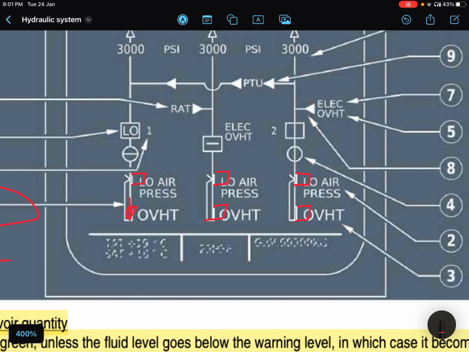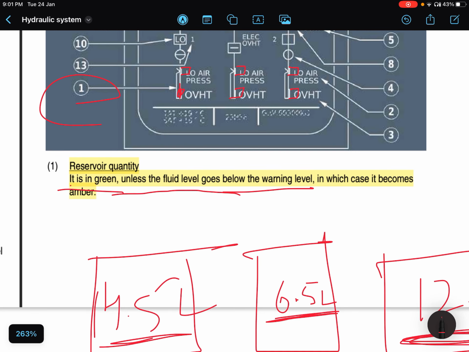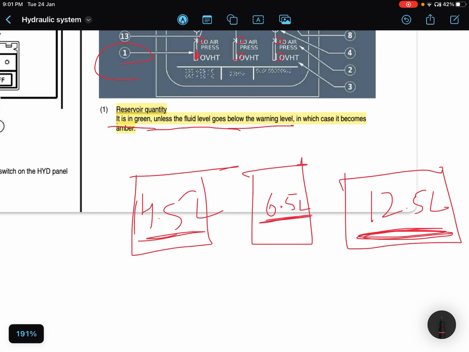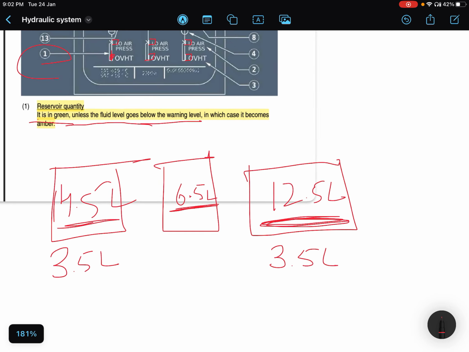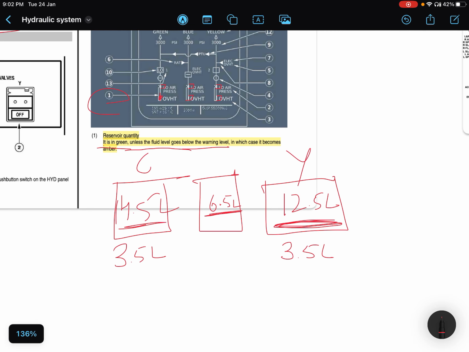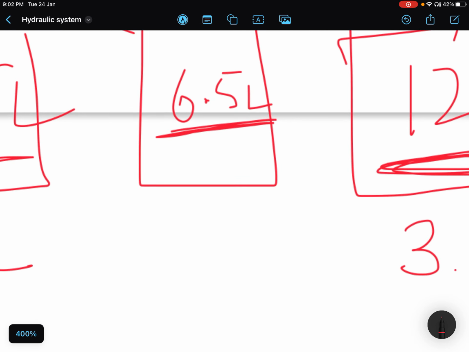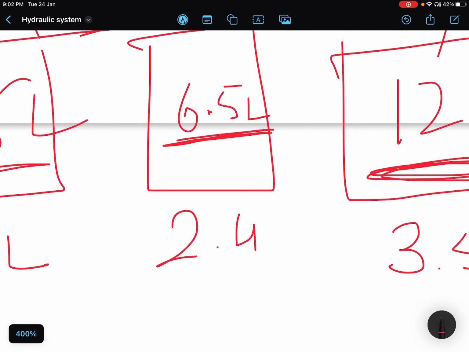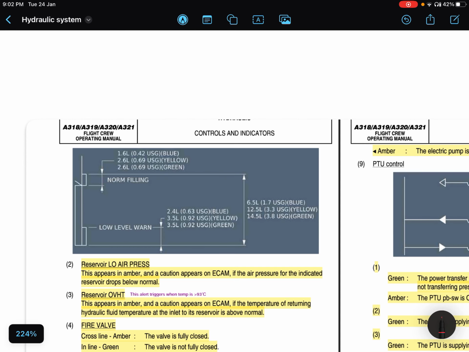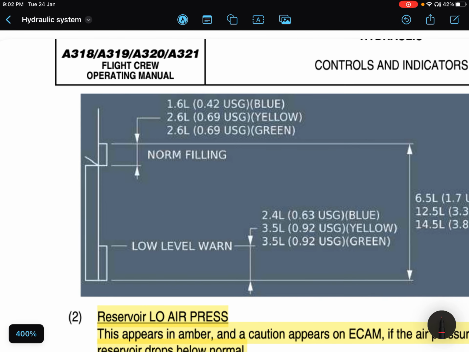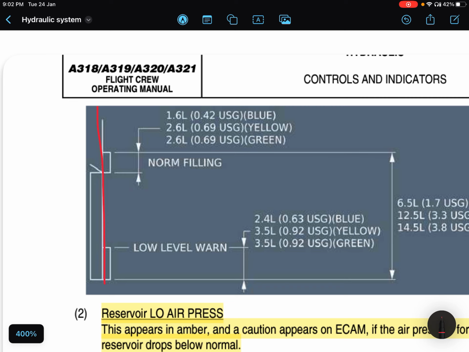And what are these for all three different reservoirs? It is 3.5 liters for green, 3.5 liters for the yellow system, and for the blue system it is, I think, 2.4. We will clear it. It's 2.4 liters only. Here it is. Okay, so as I told you, this is the same line. This is normal filling.